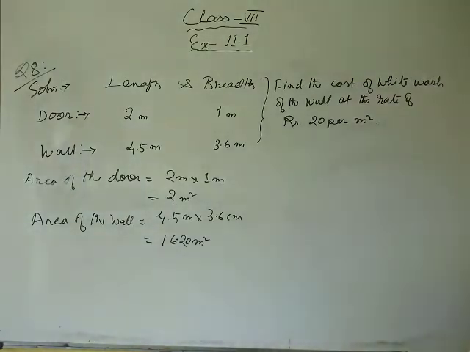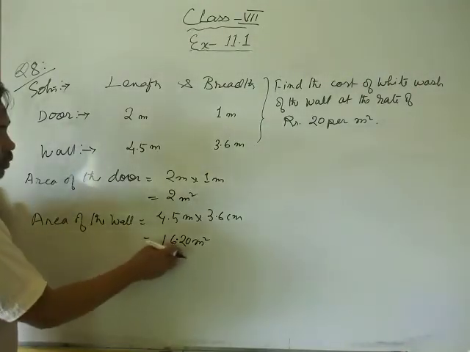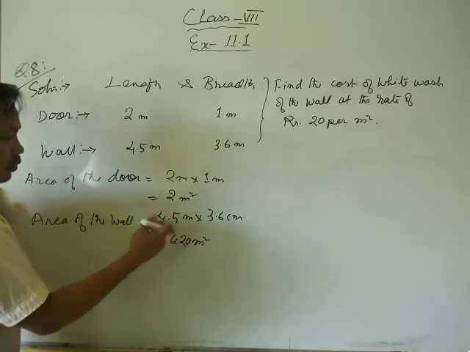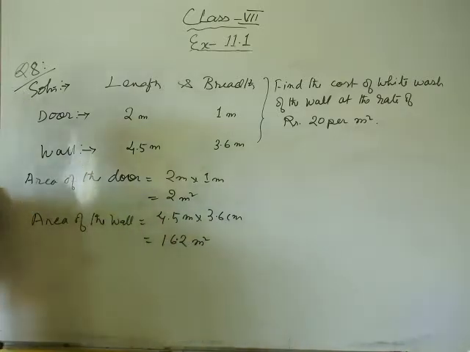Okay. So now we get the area of the wall is equal to 16.2. You don't need to write the 0 also, there is no change. Okay.